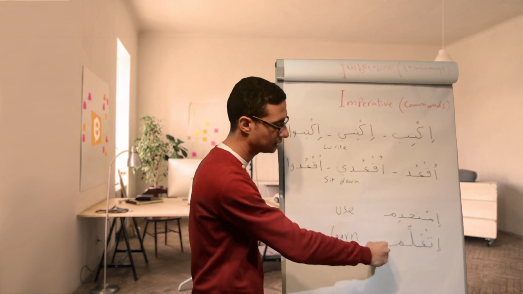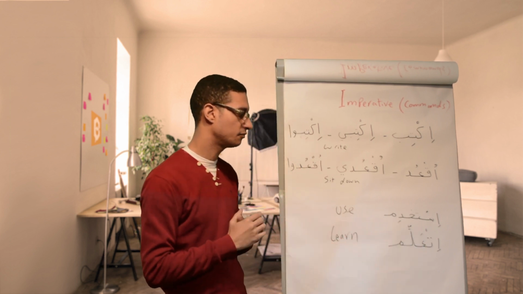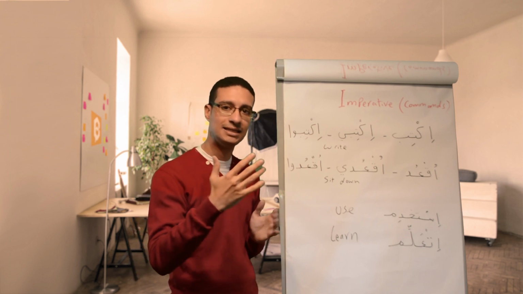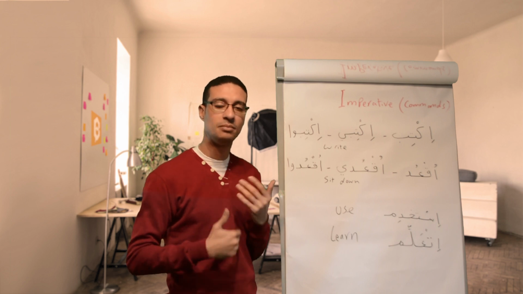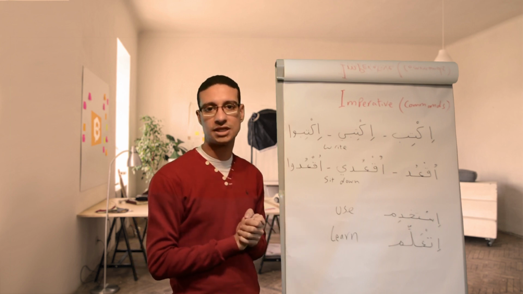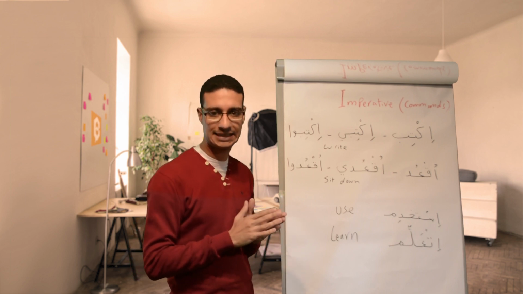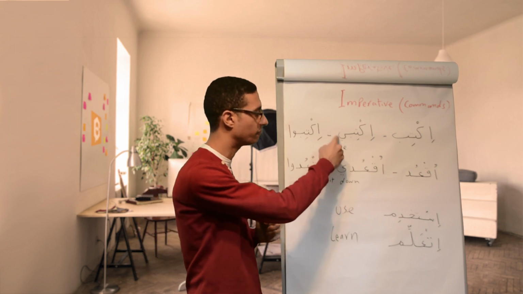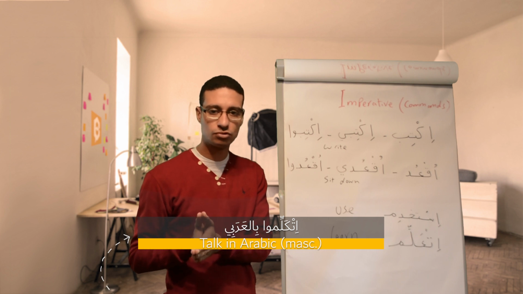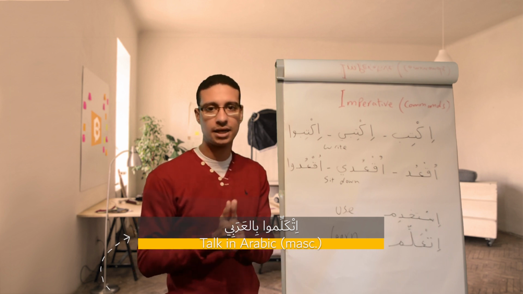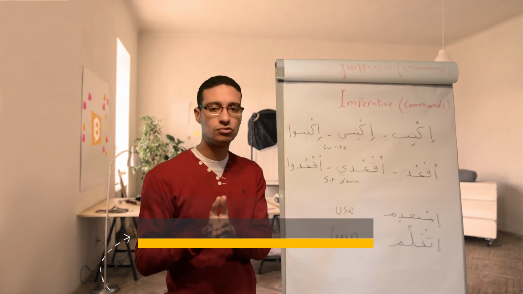Another verb is اتعلم. The verbs like يتعلم with the same pattern, like اتعلم, اتكلم, يتكلم, to speak. So for example, اتكلم, اتكلمي, the feminine, اتكلموا. So اتكلموا بالعربي, speak Arabic.